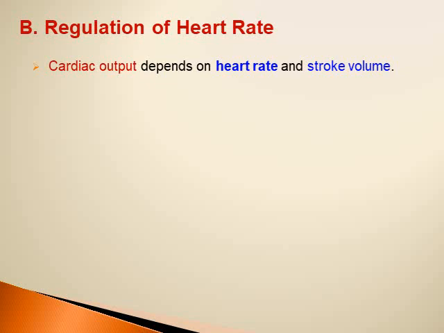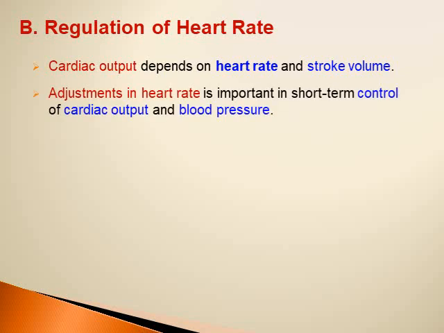Now let's discuss the other factor that affects the cardiac output in addition to stroke volume, which is the heart rate. So what are the factors that regulate or affect the heart rate? Cardiac output depends on heart rate and stroke volume. We already discussed the factors that affect the stroke volume. These are preload, contractility, and afterload. Now let's discuss the heart rate.